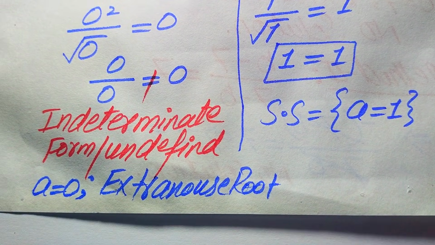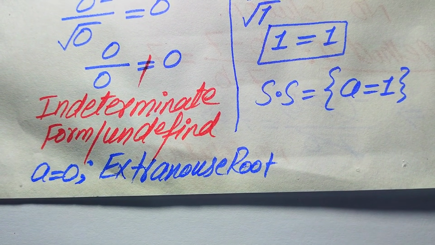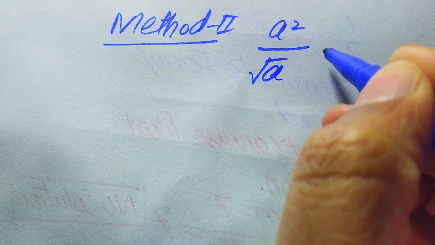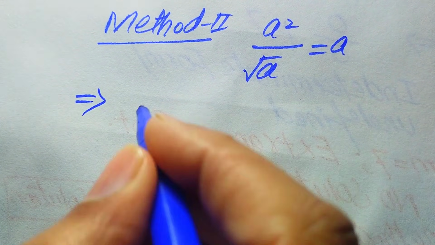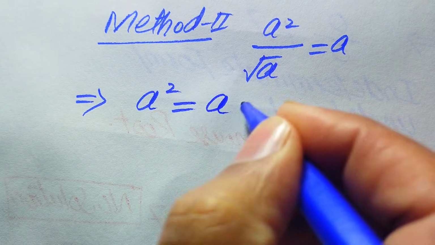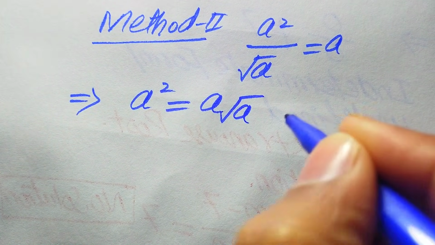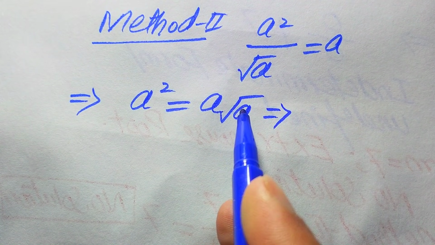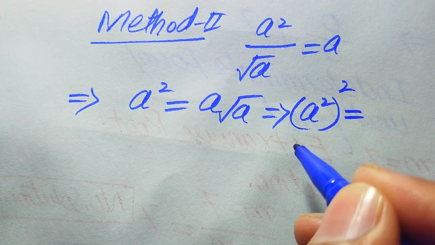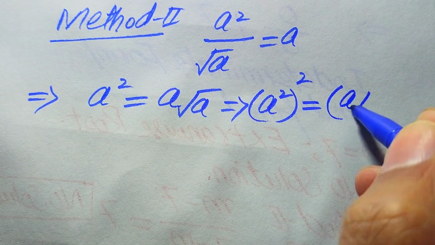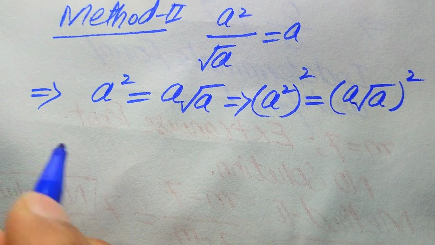And now in the next step, we again solve this problem using the second method. So for the second method, we need to copy down the given question statement here. Our given question statement is a squared divided by square root of a equals a. So in the second method, we move this square root of a to the right hand side, and it becomes a squared equals a times square root of a. And in the next step, we need to remove this square root sign, and for this we take squaring on both of the sides, and when we apply squaring, it will be written as a squared and its whole square equals a times square root of a and its whole square.